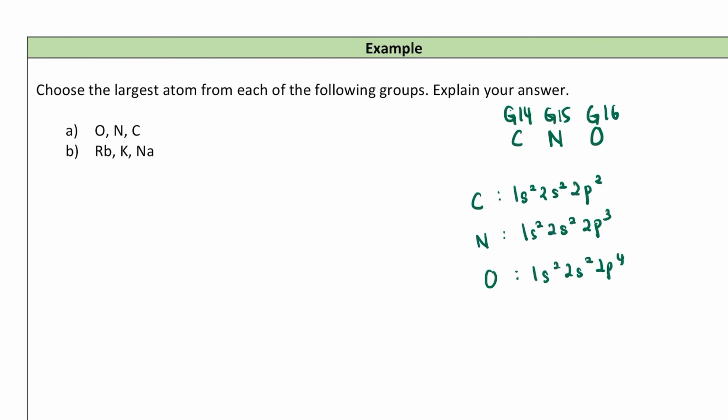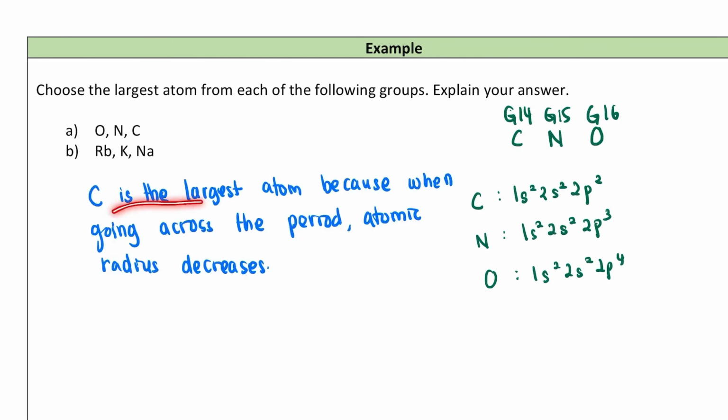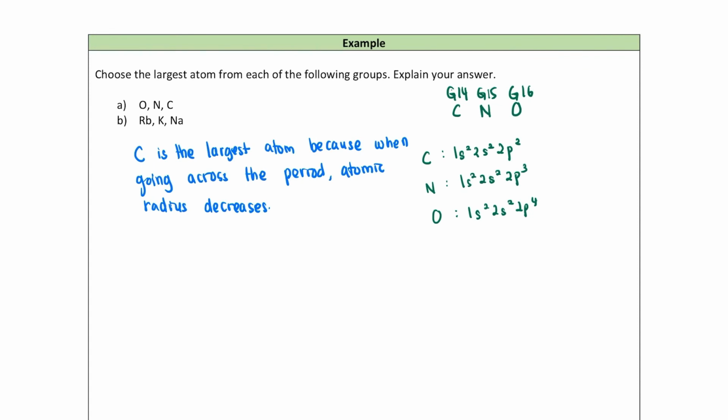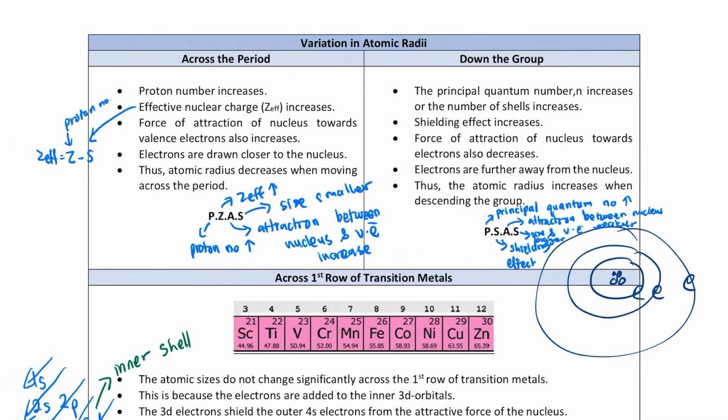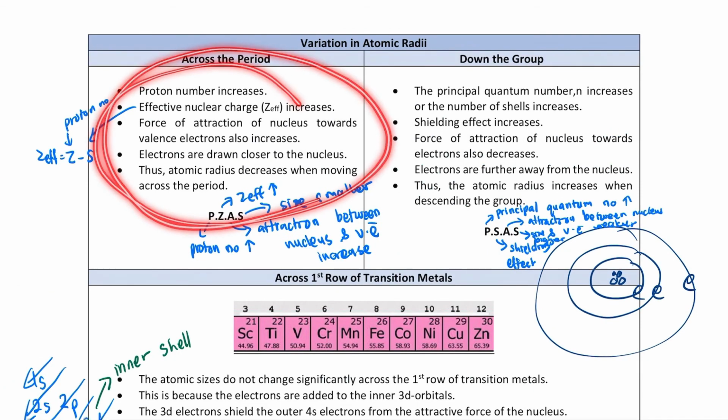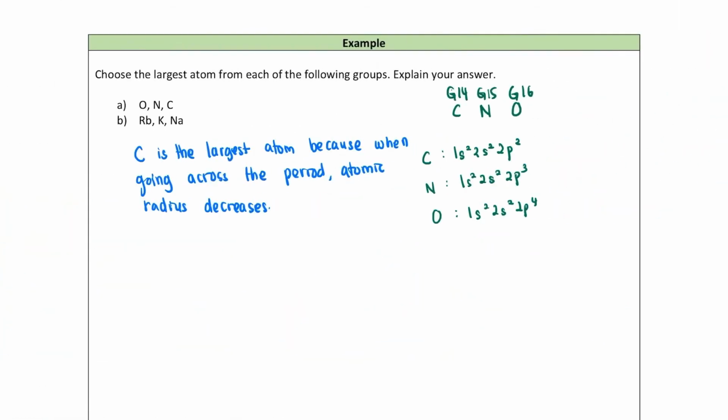Okay, so kita kena tulis jawapan kita. Carbon is the largest atom because when going across the period, atomic radius decreases. Okay, so that is my explanation. Very simple. Explanation kadang-kadang kita nak explain simple, kadang-kadang kita nak explain yang panjang, bergantung kepada markah lah. Okay, so macam ini soalan ni dia tak masuk exam, tapi this will be your assignment later on. Kalau soalan tu kamu tengok markah dia banyak, that means you have to explain it in detail macam ni lah. So every single point ni mesti kena ada.